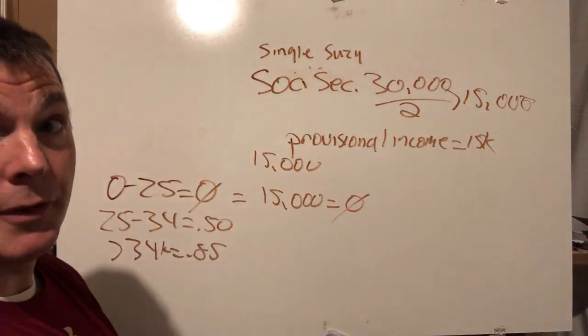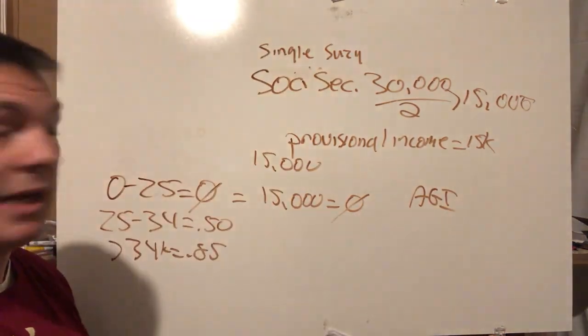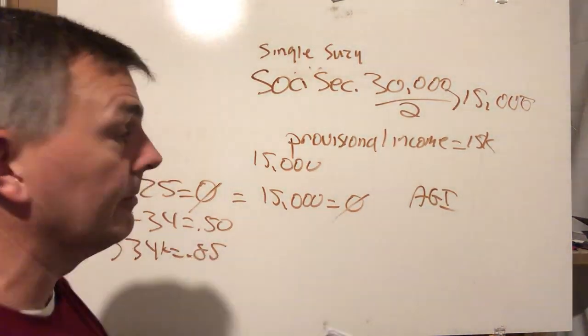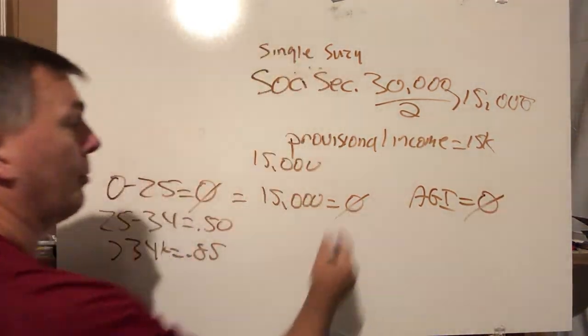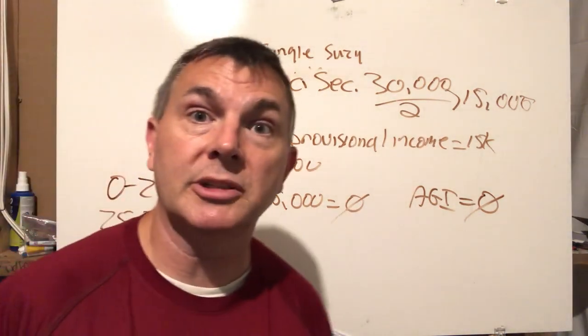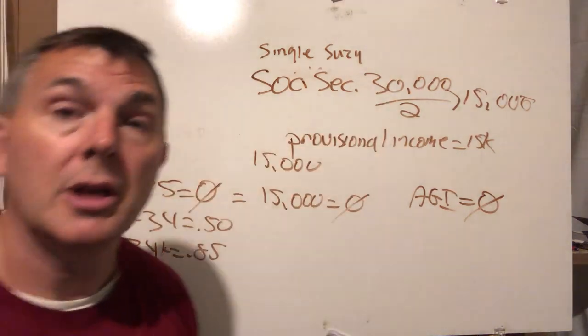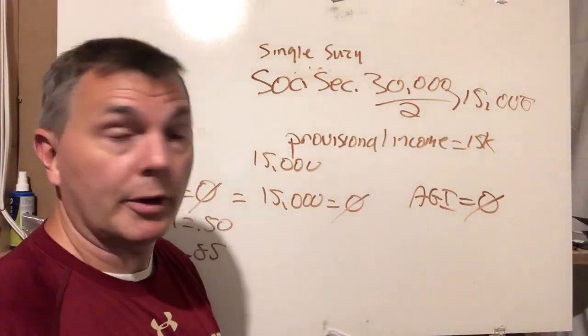Now, what do we figure out? We got to do our AGI. And we take all of our income plus our taxable Social Security income, and that gives us our adjusted gross income. In this case, it's 0. We have no Social Security income subject to taxation. We get no other income anywhere else. So $30,000 of Social Security benefit is completely tax-free. We have 0 for AGI.